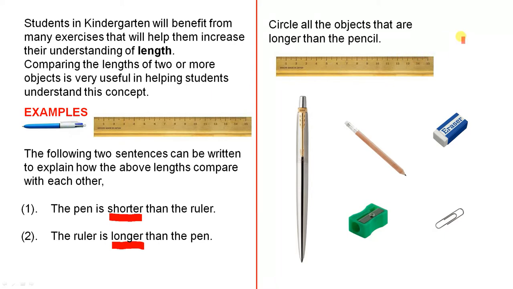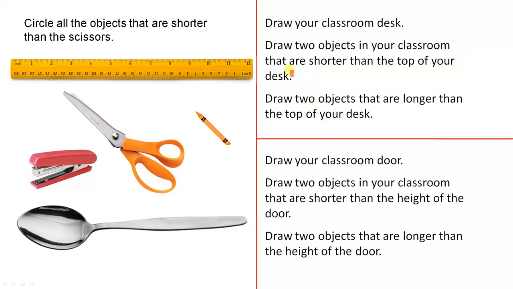Here are some basic exercises. Circle all the objects that are longer than the pencil. So here's the pencil here. So if we focus on the pencil, circle the objects that are longer. Circle all the objects that are shorter than the scissors. So there's the scissors. So which objects are shorter? Circle those.